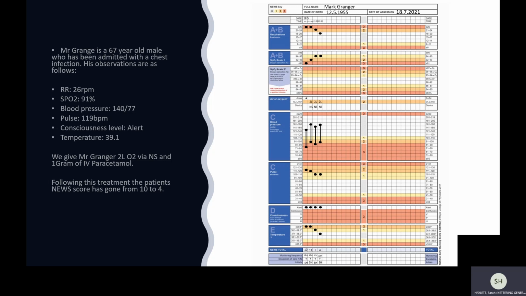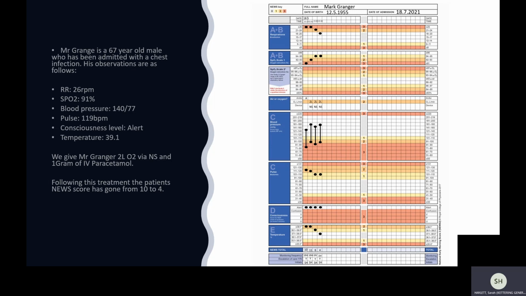So Mr. Granger is a 67-year-old male who has been admitted with a chest infection. His observations are as follows. So he has a respiratory rate of 26 respirations per minute, an oxygen saturation of 91%, a blood pressure of 140/77, a pulse rate of 119 beats per minute, and his consciousness level is alert. He has a temperature of 39.1. So we put this data into our NEWS chart and his NEWS score was 10.